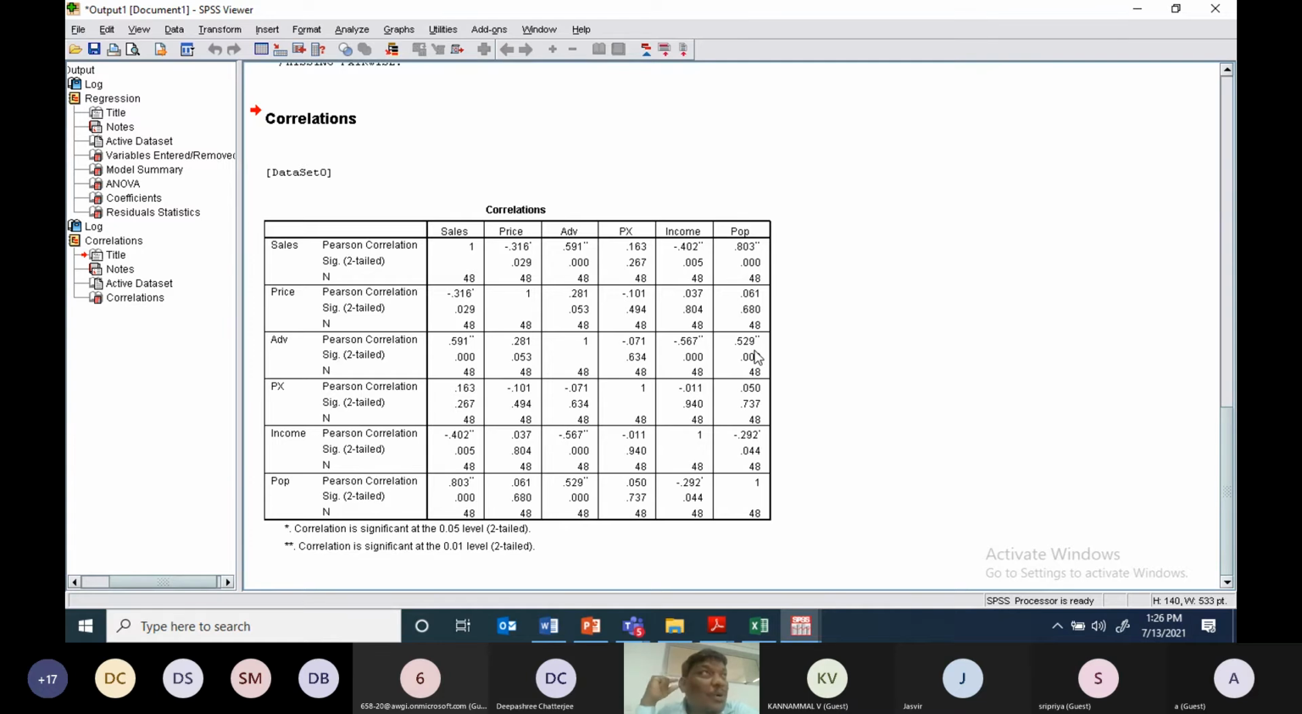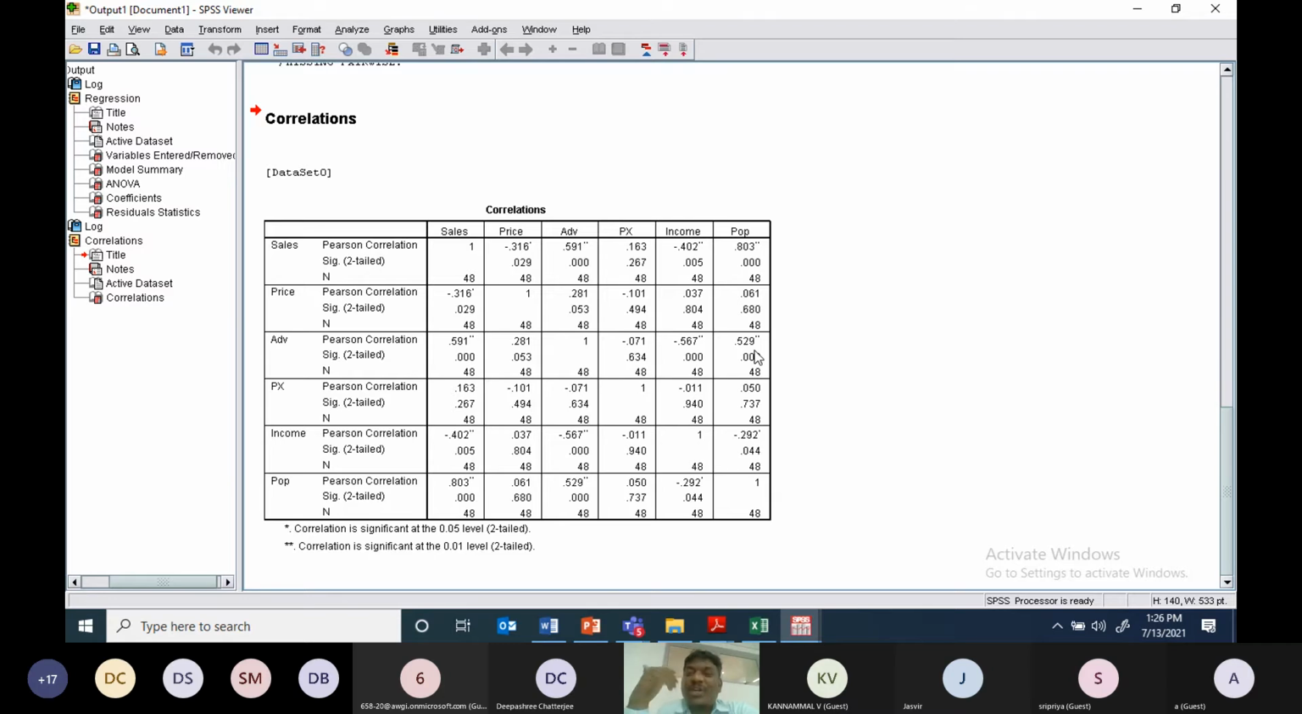What is the first one I told you? Drop a variable. Second option? Add more variables. Third option, increase the number of observations. And next one, transformation of variable. That's it. So these are the solutions for the multicollinearity.